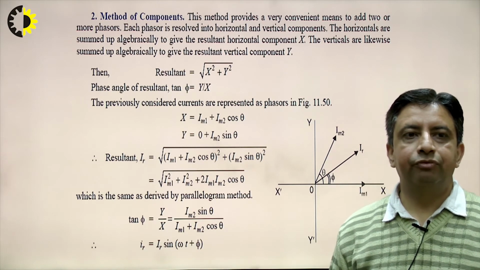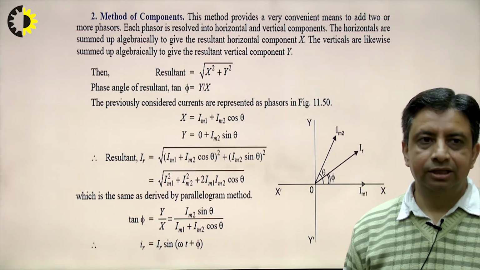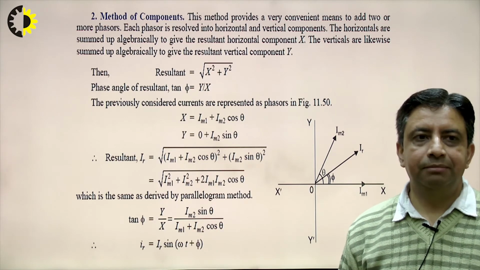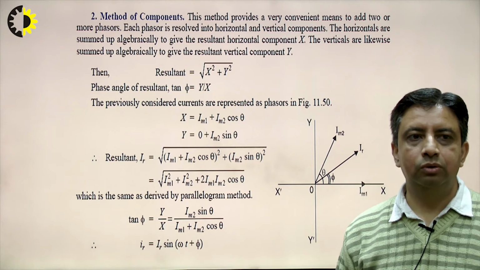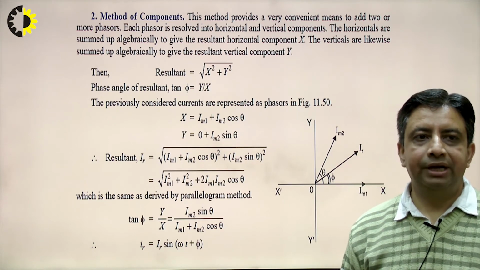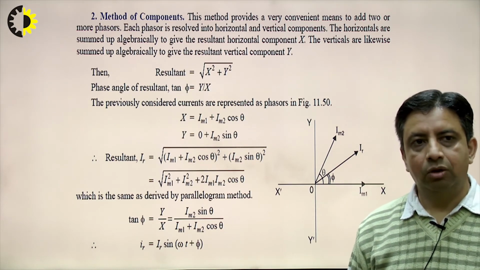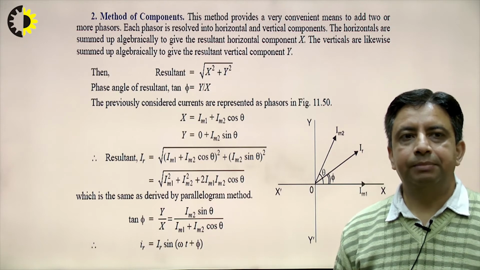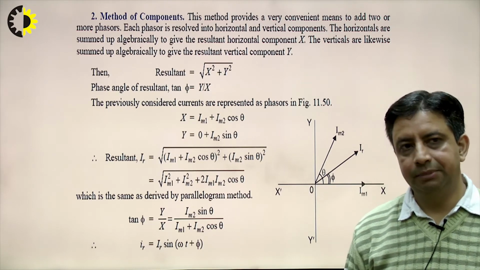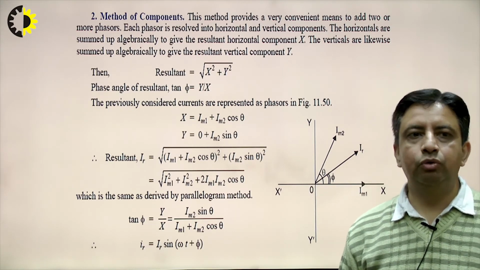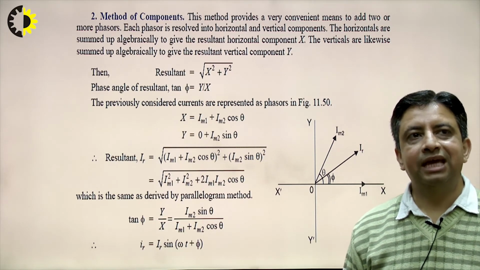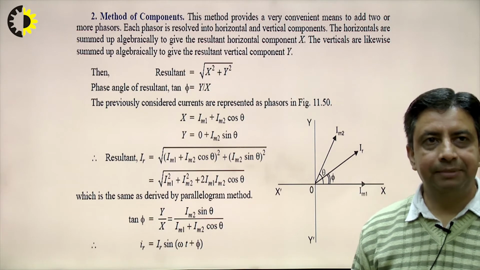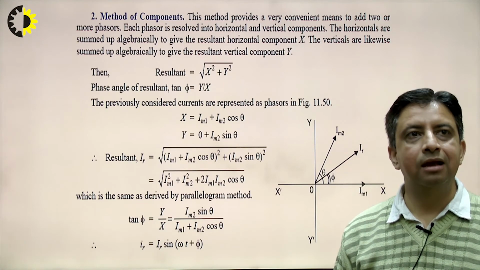Again, if you look at the last line, the equation remains the same, the resultant current expression will be i r equal to I r sin omega t plus phi. But the only thing is that the parallelogram method has a limitation that only 2 phasors can be added at a time. That limitation can be overcome using this method of components.